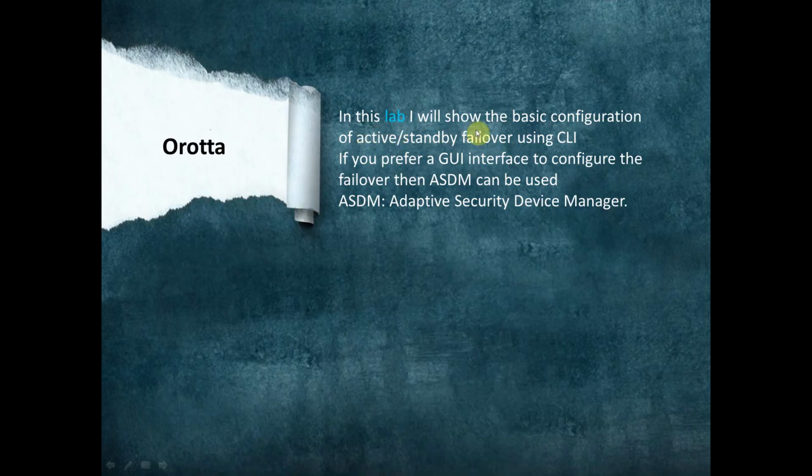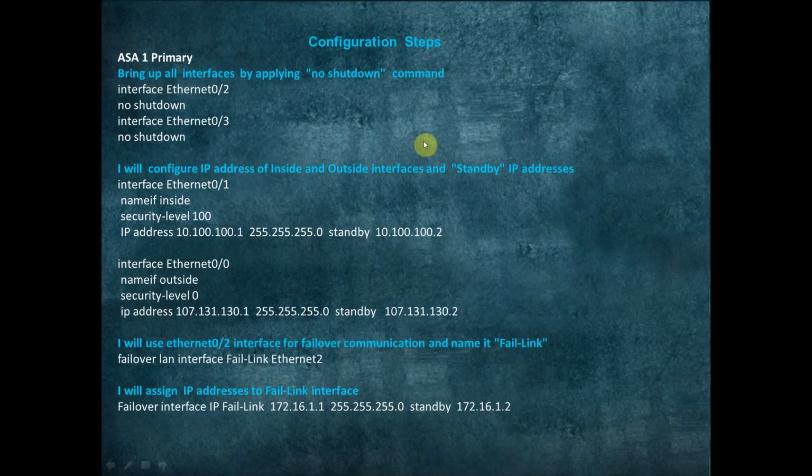In this lab, I will show you the basic configuration of active standby failover using the CLI or command line. If you prefer a GUI interface to configure the failover, then ASDM can be used. ASDM stands for Adaptive Security Device Manager. I have two more slides for the configuration steps. This is the first slide, and the second slide. So let me start the configuration.